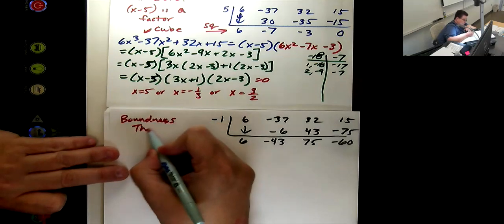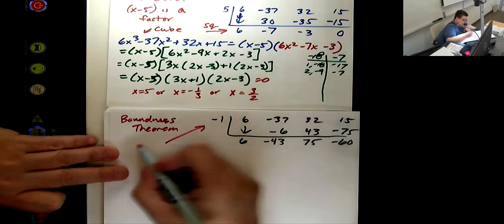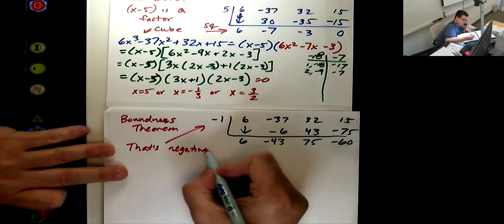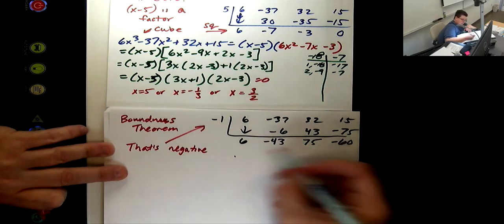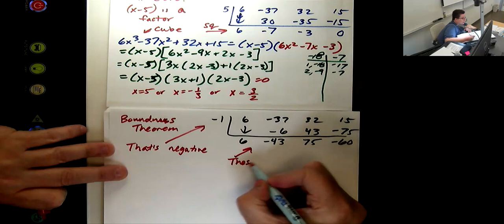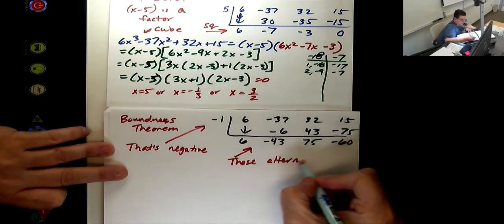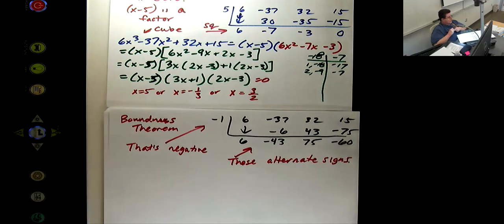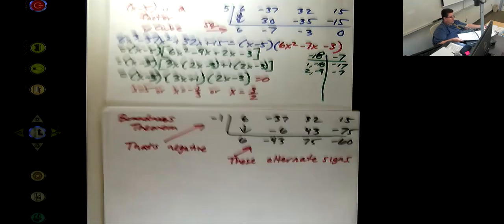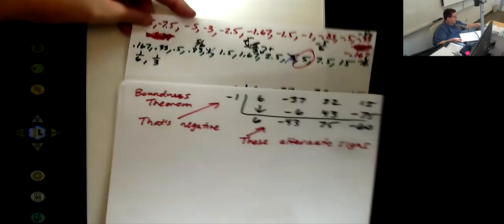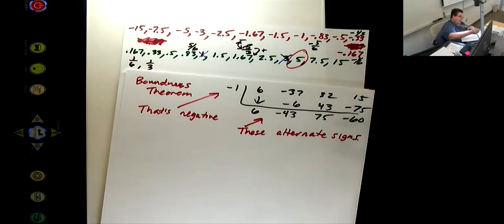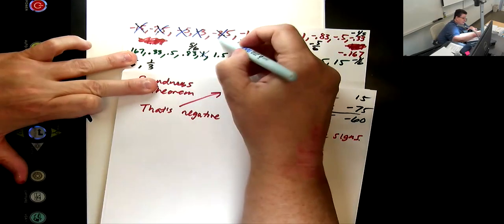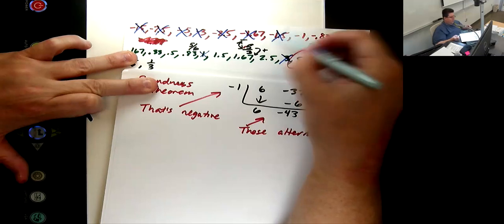This was one of the two options. That's negative. These alternate signs. Which means if we had started with that number rather than positive 1, I could have come up here and crossed all of these off. All of a sudden the blue pen's working better.